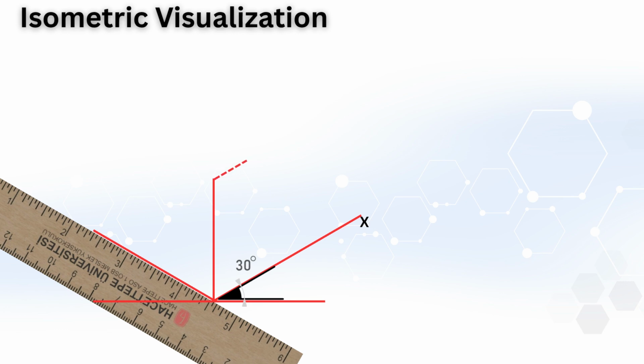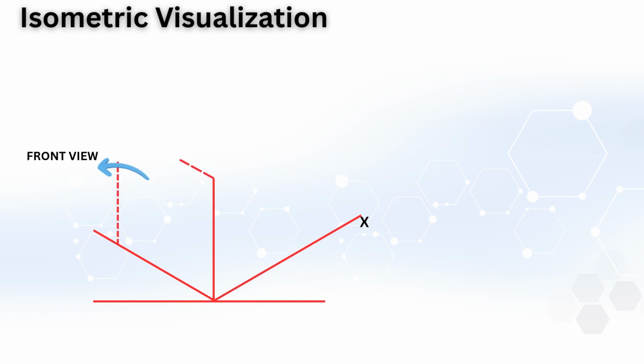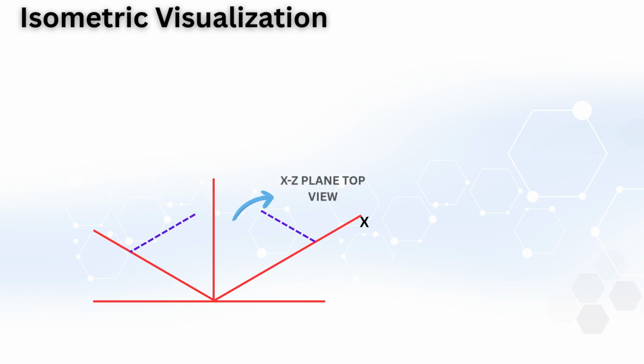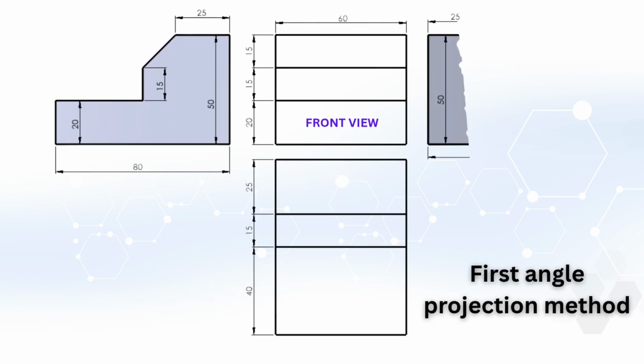Before starting the object drawing, it is important to decide which orthographic view will be placed on which isometric plane. The front view can be drawn on the y-x plane or on the y-z plane. However, it cannot be drawn on the x-z plane. The top view is always represented on the x-z plane. In this example, the views are interpreted according to the first angle projection method.